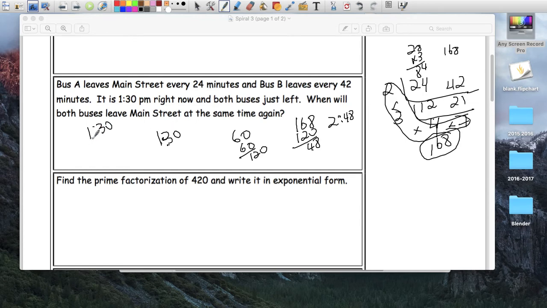So 1:30 plus 2 hours is 2:30, 3:30. Then we're going to add 48 minutes. I can break 48 up into 30 minutes and 18. So 3:30 plus 30 minutes is 4 o'clock, and then 4 o'clock plus 18 is 4:18. So the next time both these buses will leave Main Street at the same time is 4:18.